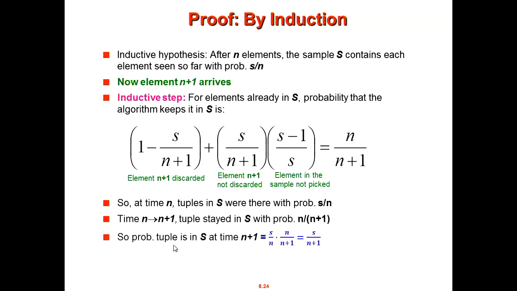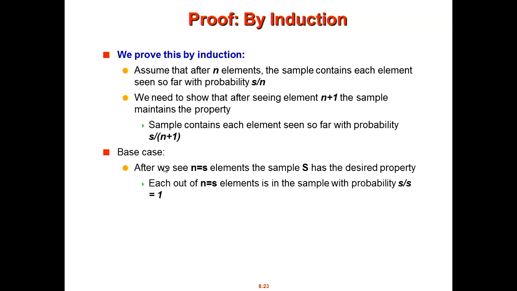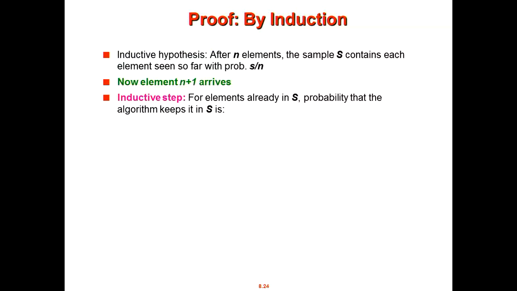So therefore, the probability of the tuple being in S at time n plus 1 is this value, S divided by n here, multiplied by n divided by n plus 1 here. So the probability is this. So this is the probability that this element we have received so far is sampled. Okay. So this is exactly the same as what we want to achieve in this slide. That's what we want to prove.